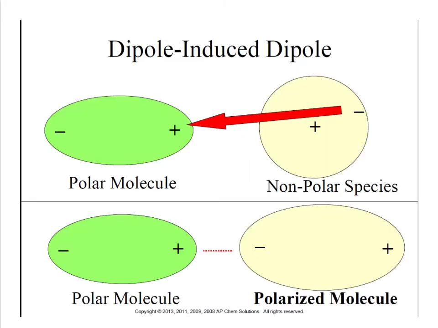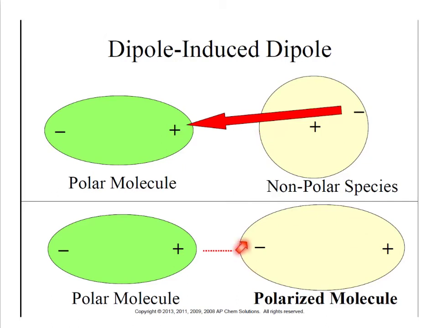However, if we put a nonpolar species like methane next to a polar molecule, such as water, you can get what's called a dipole-induced dipole. A polar molecule obviously has the dipole, positive and negative, and in a nonpolar species the electron density is evenly distributed, so it's the same throughout. However, if you put this polar molecule next to a nonpolar species, you're going to have a positive and a negative side. That positive side is actually going to attract the electrons from this nonpolar species, which means the electrons are going to be pulled over this direction, creating what's called a polarized molecule.